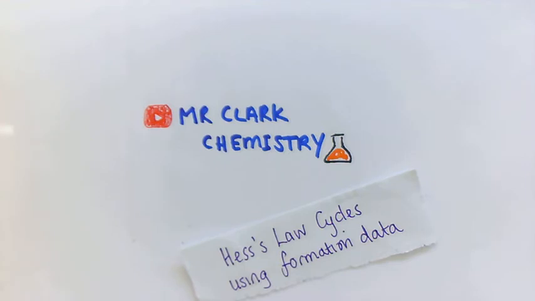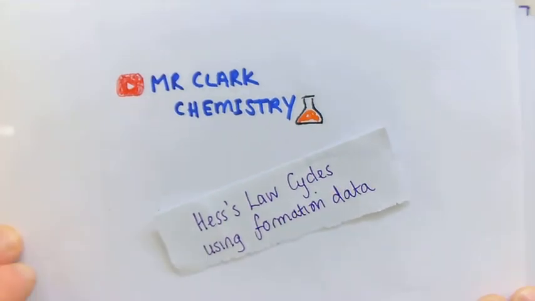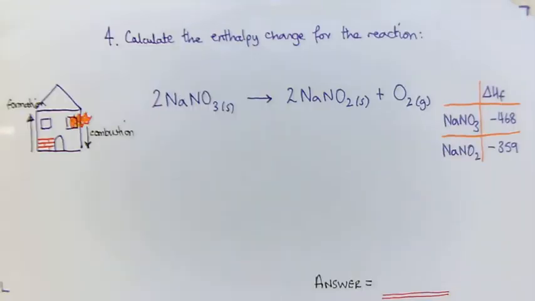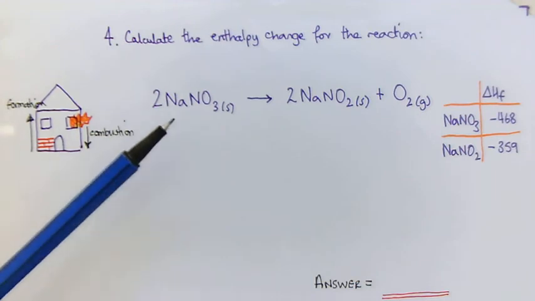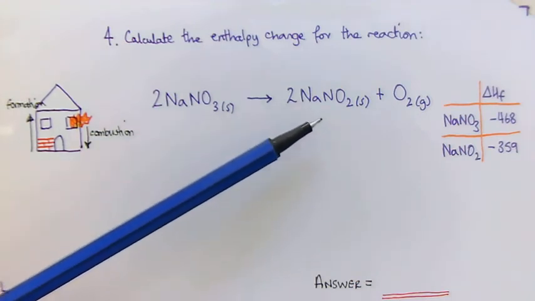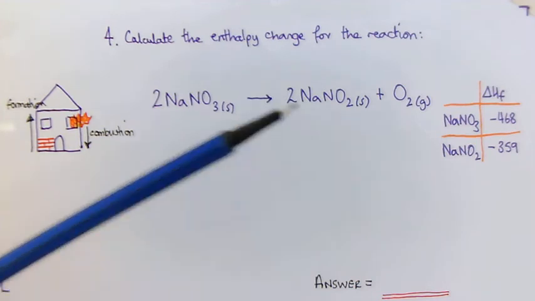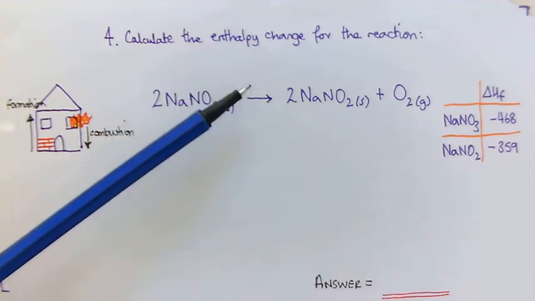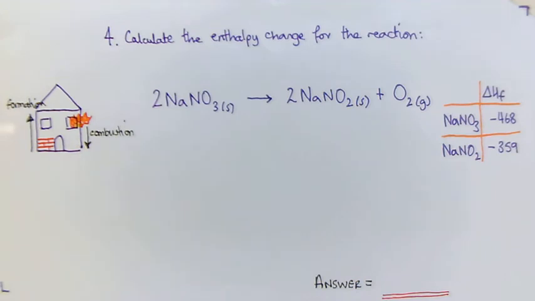So, we're going to have a look at one of the worksheets you have, Hess law calculations, and it's number 4 from that worksheet. We're going to calculate the enthalpy change for the reaction, where we've got 2 lots of sodium nitrate decomposing to 2 lots of sodium nitrite and oxygen. We need to work out the enthalpy change for this reaction here.